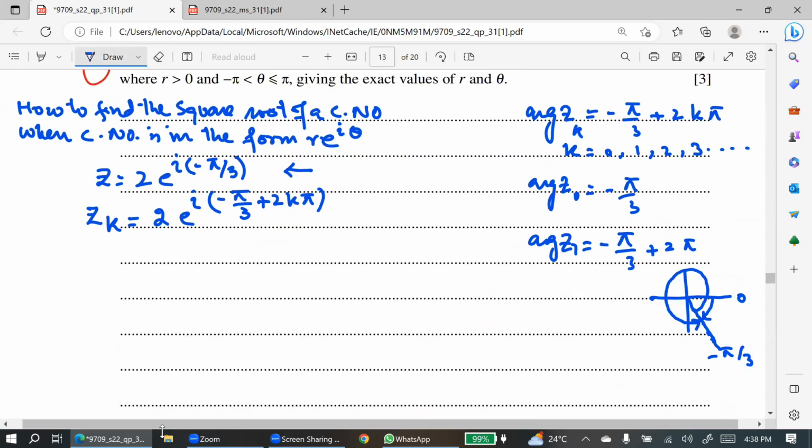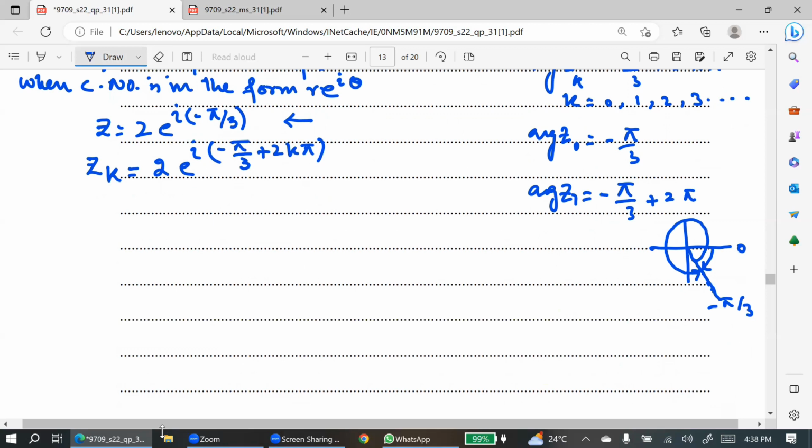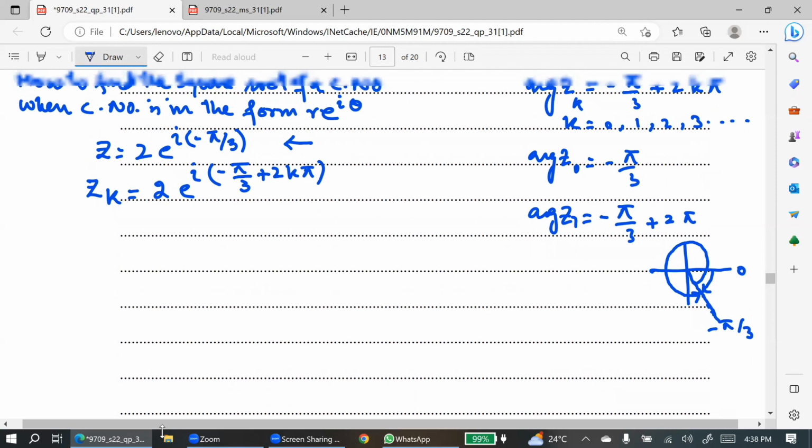Write down: if the angle is measured anti-clockwise, then it is written positive. If the angle is measured clockwise, then it is written negative.